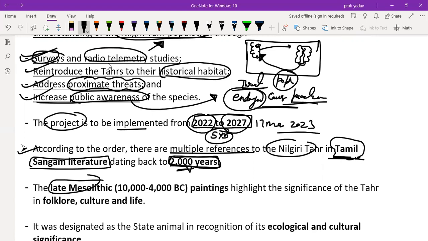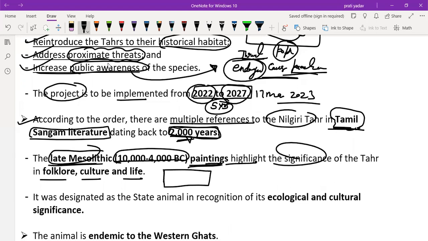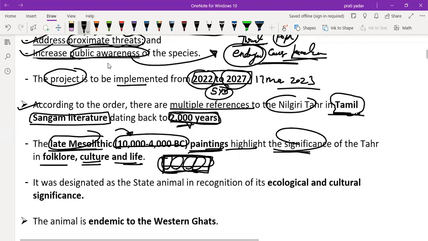Late Mesolithic, which is 10,000 BC to 4,000 BC. Paintings in the late Mesolithic highlight the significance of Thar in folklore, culture, and life. People generally paint the folklore of that area, the culture of that area, and the life forms in that area. So in the late Mesolithic period, between 10,000 BC and 4,000 BC, mention of Thar in folklore, culture, and life is there. That's why it is also very important in terms of culture. Here it is important in terms of history and civilization; here in terms of folklore, culture, and life.